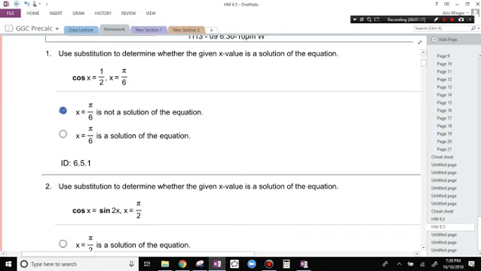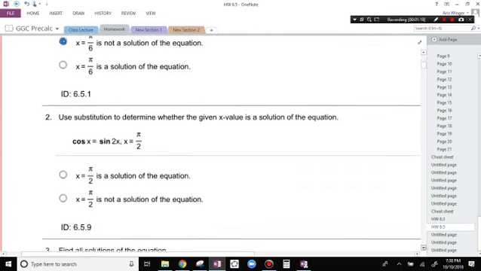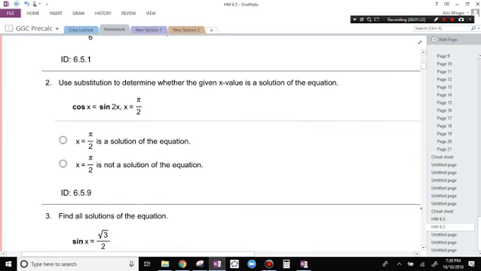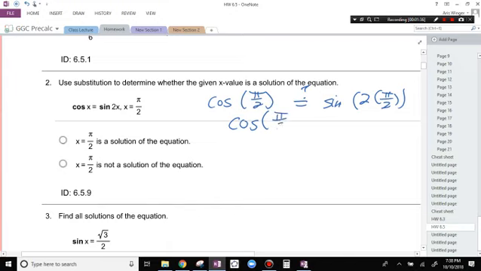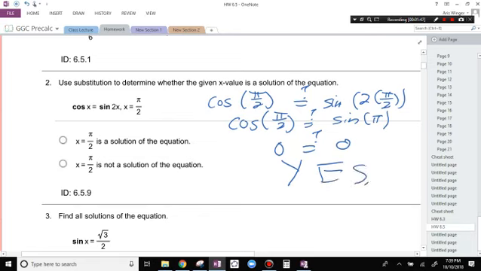Cosine x equals sine 2x. Is x equal to pi over 2 a solution to that? So is the cosine of pi over 2 equal to the sine of 2 times pi over 2? Is the cosine of pi over 2 equal to the sine of pi? Is 0 equal to 0? Plug in pi over 2 for x and see if you get a true statement. That is a solution.